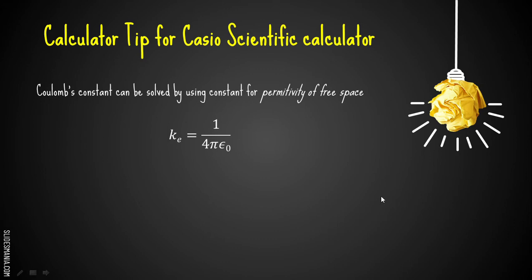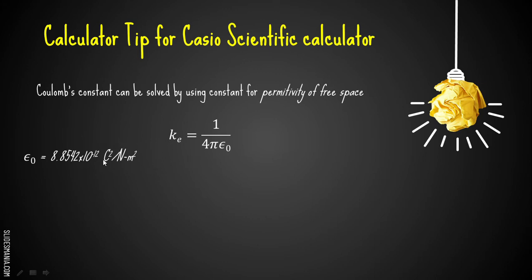So, Ke, Coulomb's constant, is equal to 1 over 4 pi times the permittivity of free space. Ang permittivity of free space is equal to 8.8542 times 10 raised to negative 12 Coulomb squared per Newton meter squared. So, ang unit is baliktad lang ng Coulomb's constant kasi nga nasa ilalim siya.